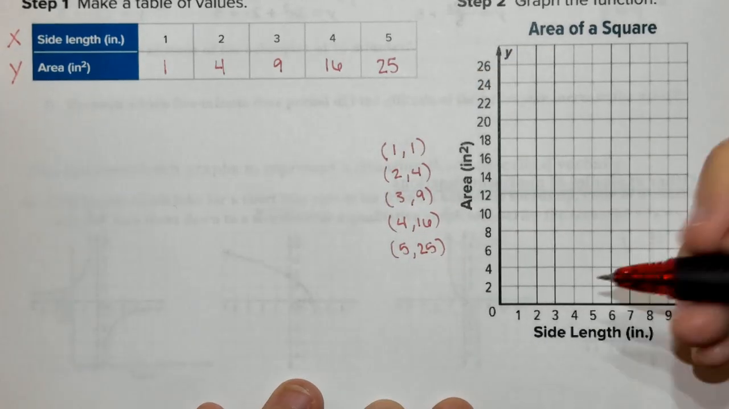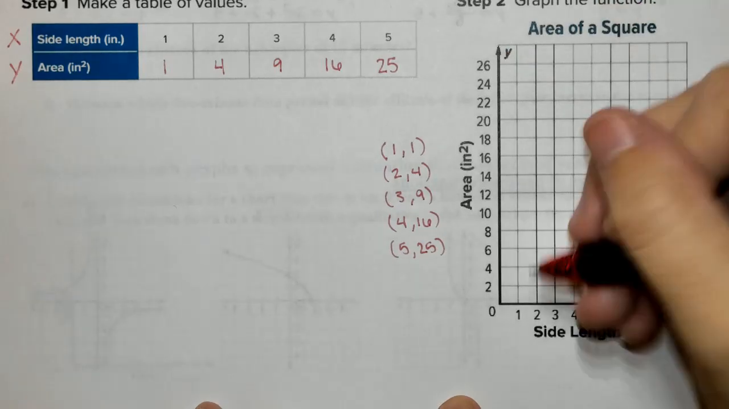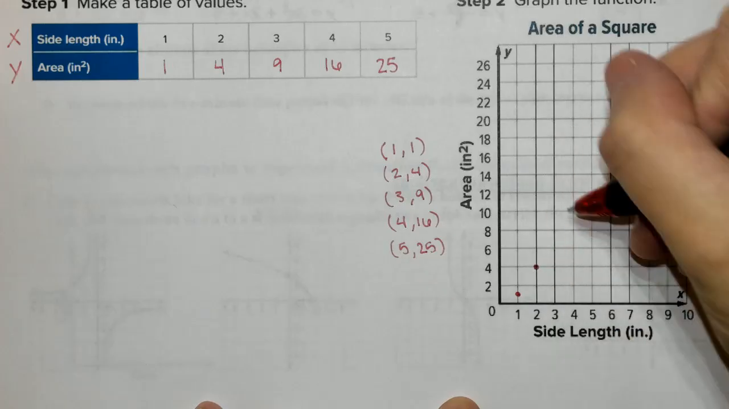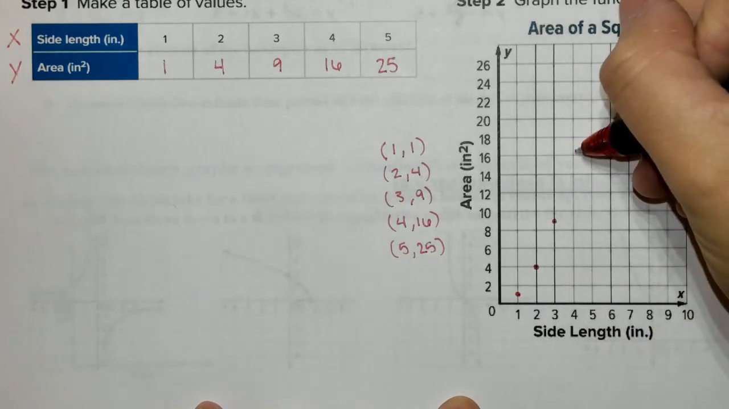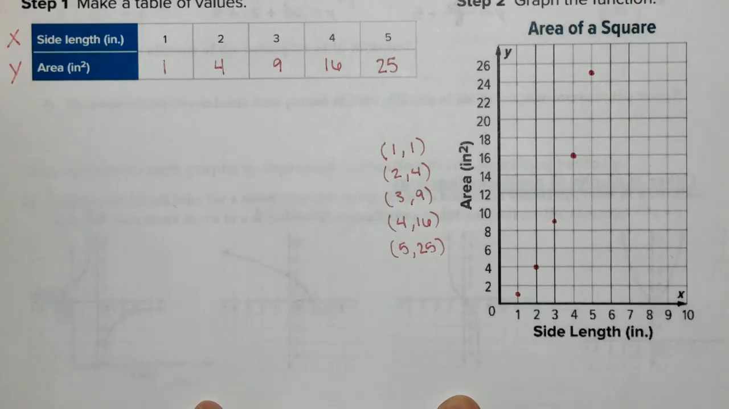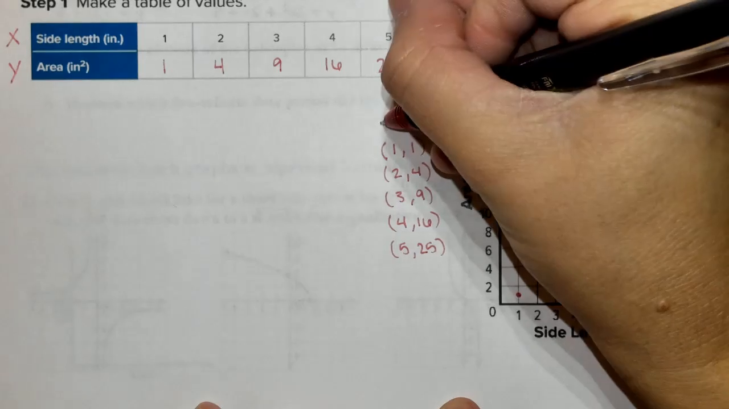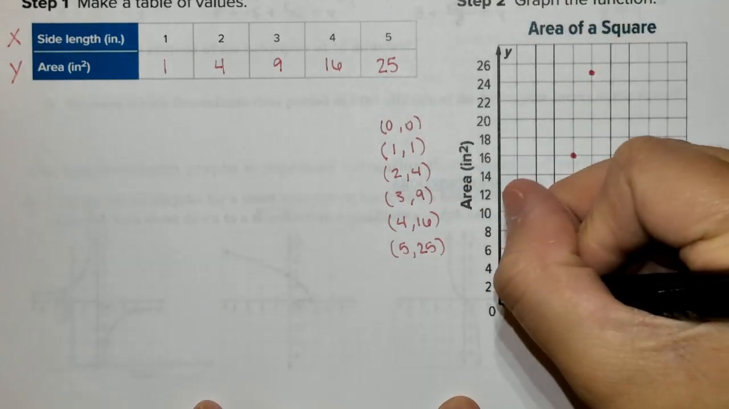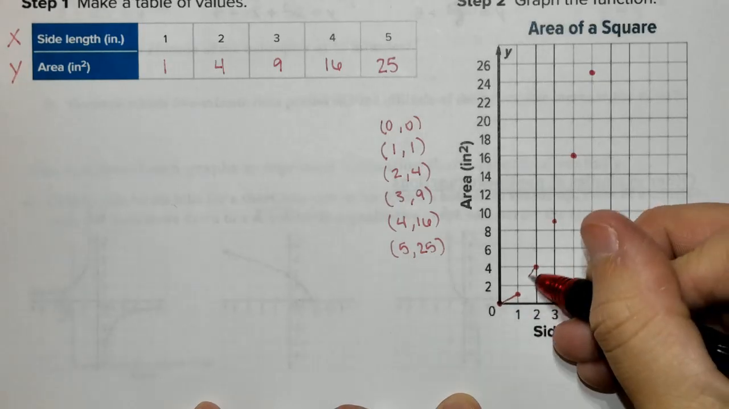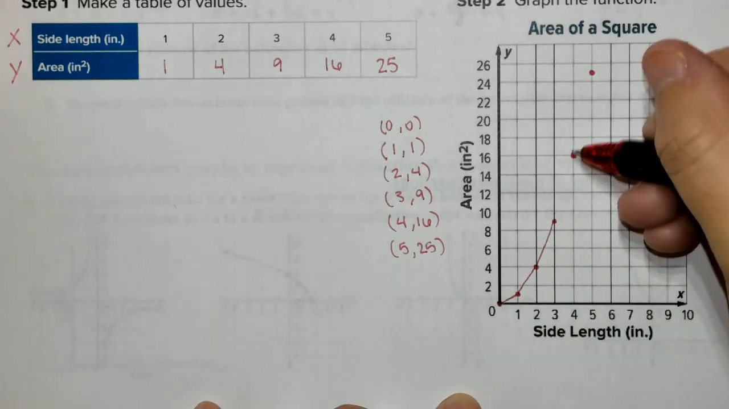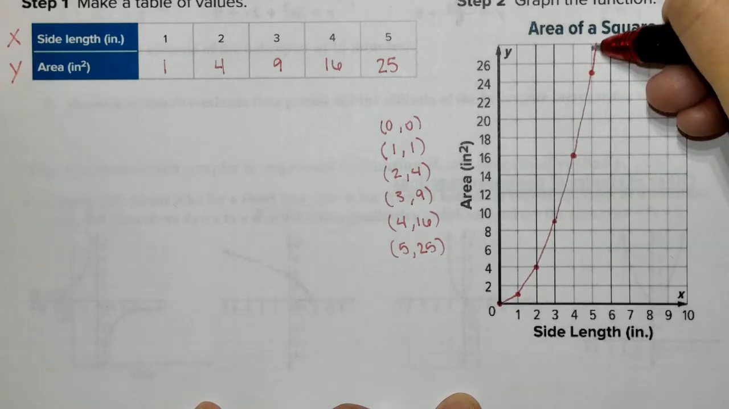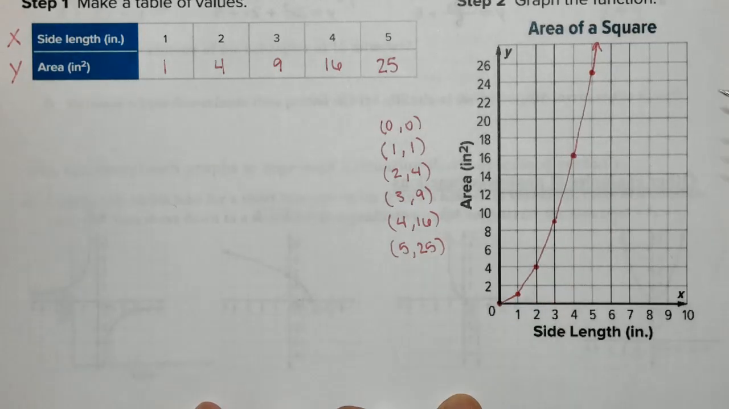I'm going to plot my points. Notice that the y-axis is going by 2's. So (1, 1) is really going to be right here. (2, 4) is here. (3, 9) is here. (4, 16), and (5, 25). And then I also know that if I have a square with a 0 side length, 0 times 0 is 0, so I'm going to go ahead and put that point as well. We're going to connect our points. And you're going to be able to tell that it makes a curved line, and then this would keep going up. But notice here, our slope is different from point to point.